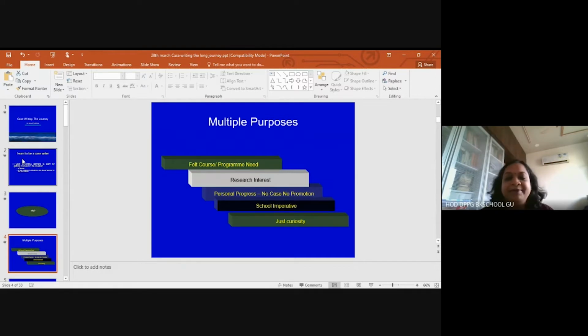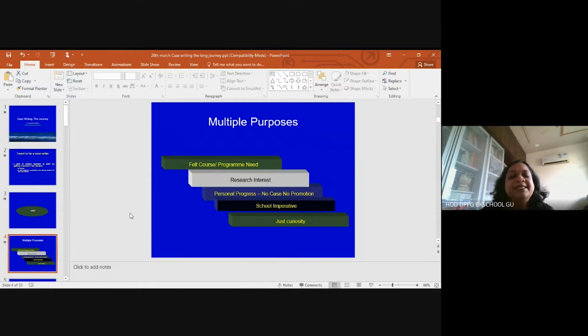Secondly, you become a case writer because of your research interest. Friends, many a time research interest is an important reason, and people become case writers because of it. They collect the data, collect and compile the information, and develop the case so that whatever research they have done, whatever data they have collected, can be presented in the form of a case. So that is another purpose of case writing.